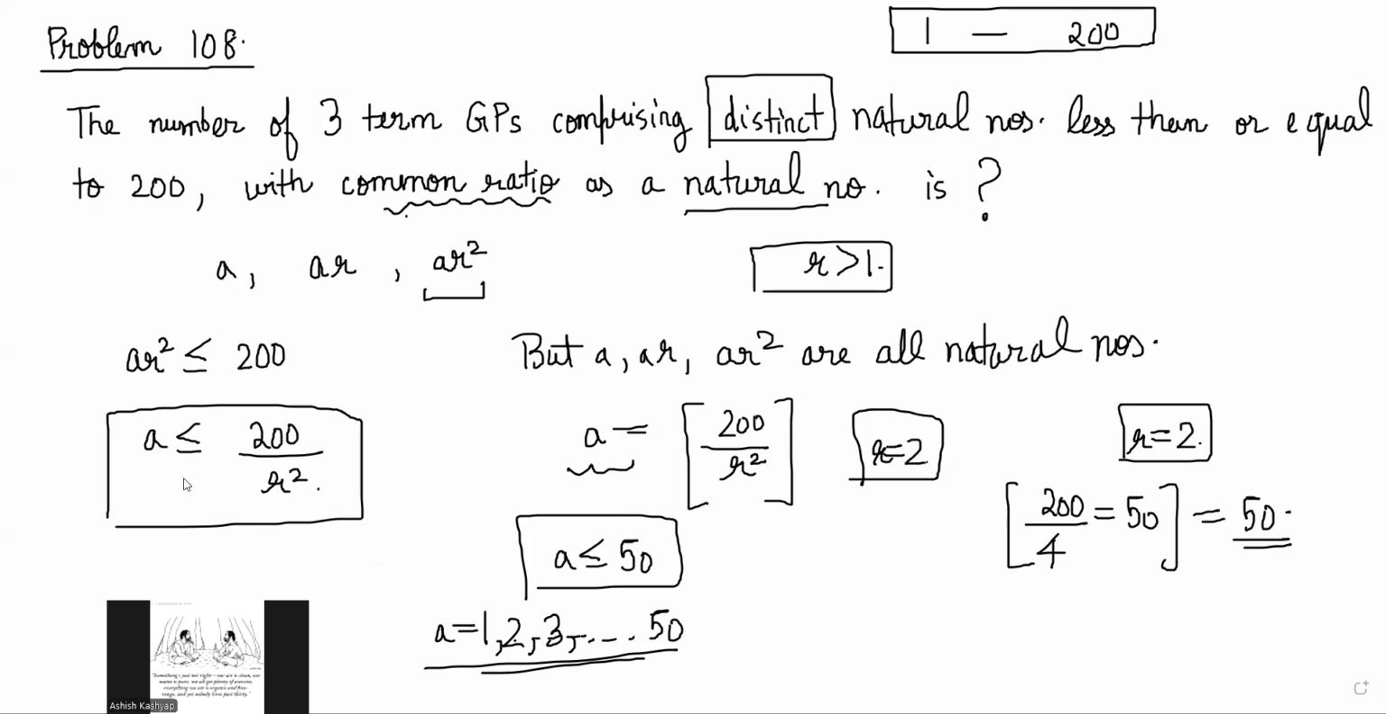Basically, you're getting an inequality on A for every given value of R. So if you take R is equal to 2, you get 50 possibilities. If you take R is equal to 3, you will get A is less than or equal to 200 by 9. And that will be basically A is less than or equal to 22, right? So A could be 1, 2, 3 till 22. So 22 possibilities. So similarly, if you will take cases for all the different possible values of R, so R can be 2, 3, 4, 5 till 14, because 14 square is 196.